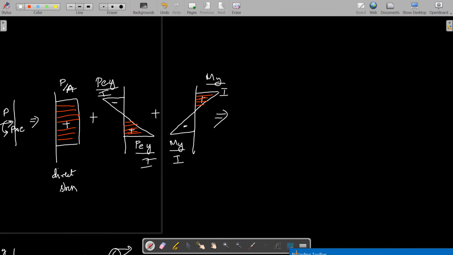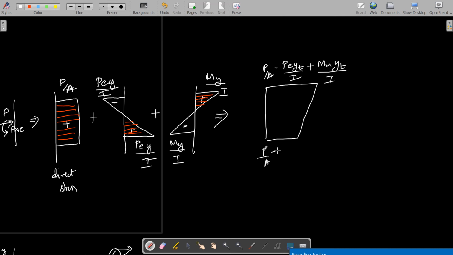Both should be under compression, that is Y bottom and Y top should be under compression, and we will get the stress like this. Here I can write it as P by A minus P into E into YT divided by I plus MX into YT divided by I. And here P by A plus P into E into YB divided by I minus MX into YB divided by I, and this will be under compression.